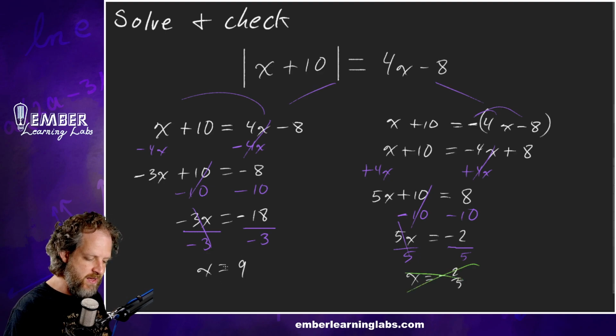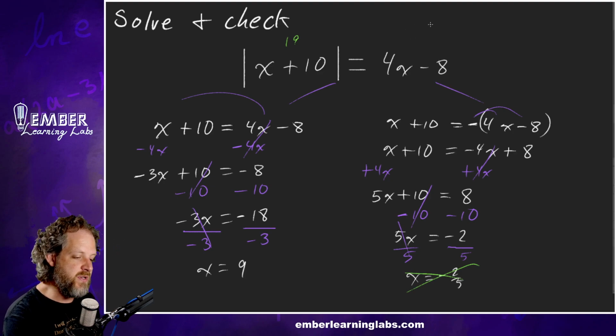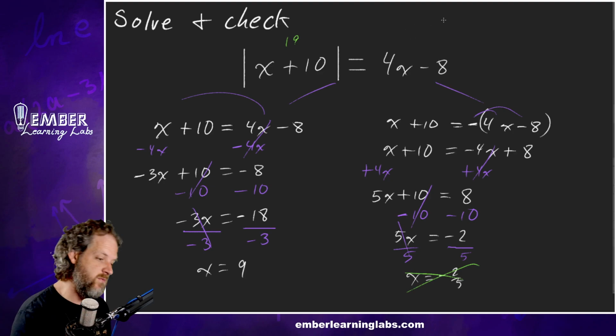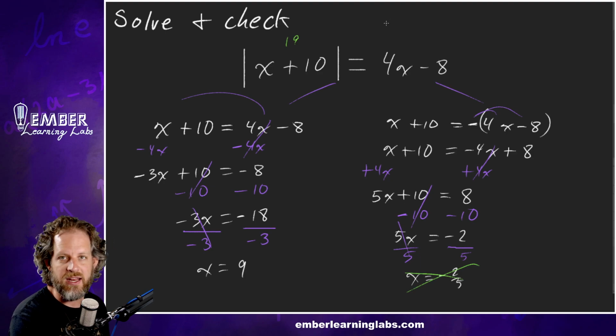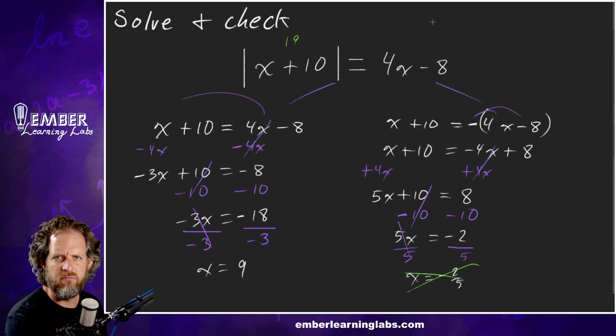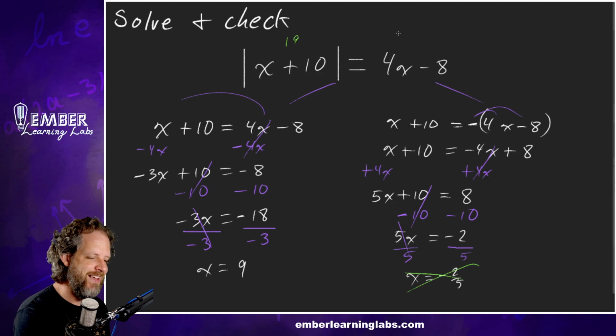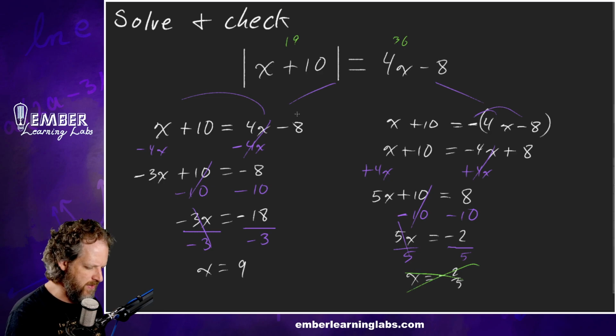Let's double check this one, make sure it works. We put 9 in here, we get 9, we get 90. How about 19? Absolute value of 19 is 19. And then we put a 9 in here. 4 times 9 is, whatever 4 times 9 is, 28. No, 36. What was I doing? 36 minus 8 is not 19, so something's still wrong.